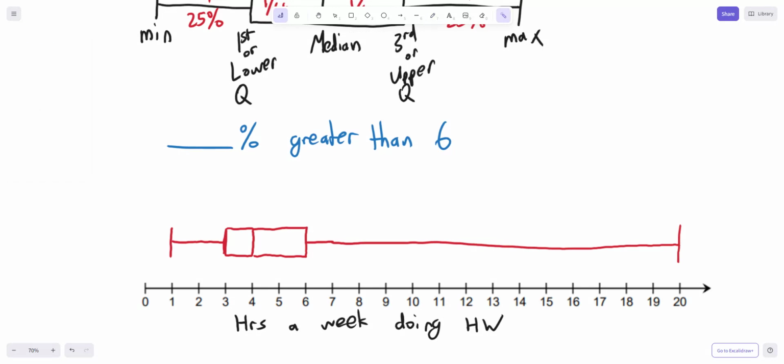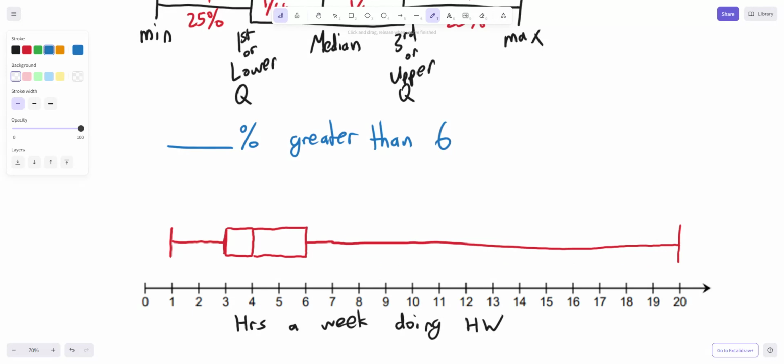Looking at the box plot, it looks like a lot, right? Like it looks like the majority of the people you surveyed are doing more than 6 hours a week. But really it's not, right? Because this is all just one section, right? Maybe everyone is here, maybe everyone is actually here, and there's just one outlier that's studying 20 hours a week. So again, this is only one out of the 4 sections of a box plot.